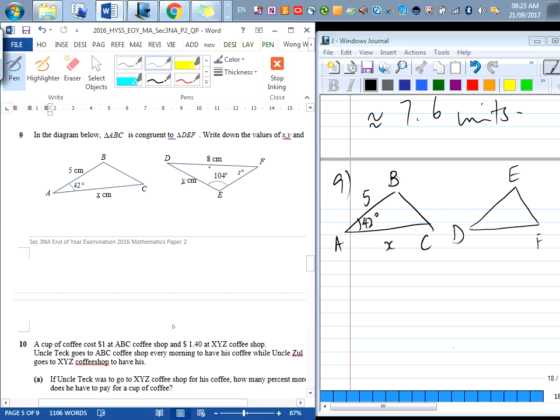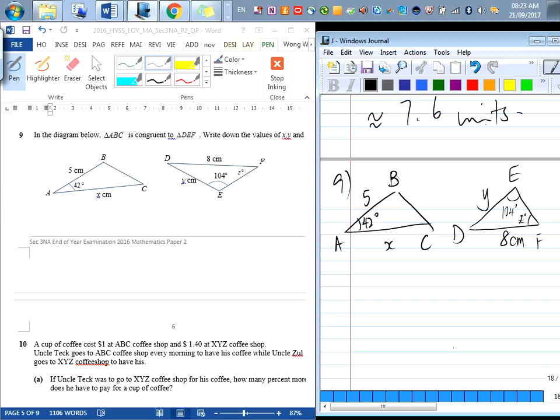What is DF? DF is 8 cm. Then DE is Y. What else do I have? 104 degrees is DEF. And finally, there is an angle Z over here, which is DFE. This is angle Z. And they want me to find the values of X, Y, and Z.